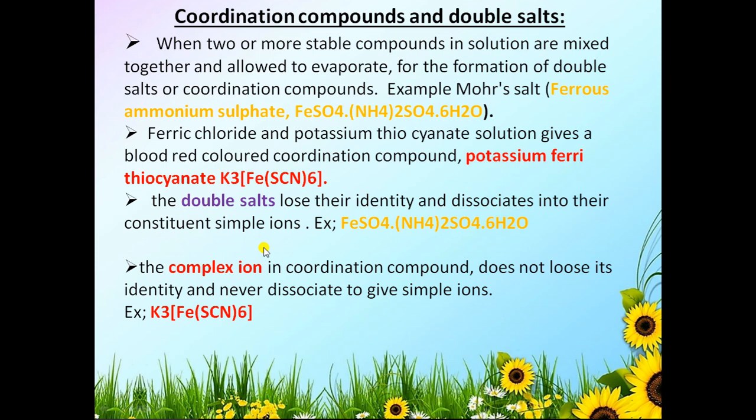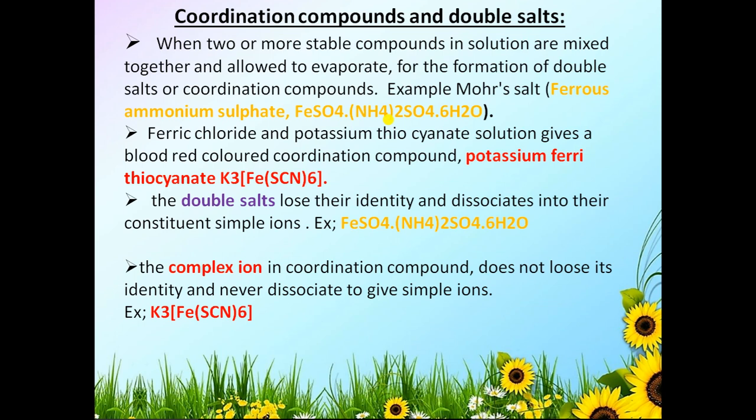Next, double salts lose their identity and dissociate into their constituent simple ions. That means if you dissolve a double salt in water, all the ions present in that compound become dissociated. For example, if you dissolve Mohr's salt in water, the Fe, SO4 and NH4 ions all become separated and give tests for the individual ions.